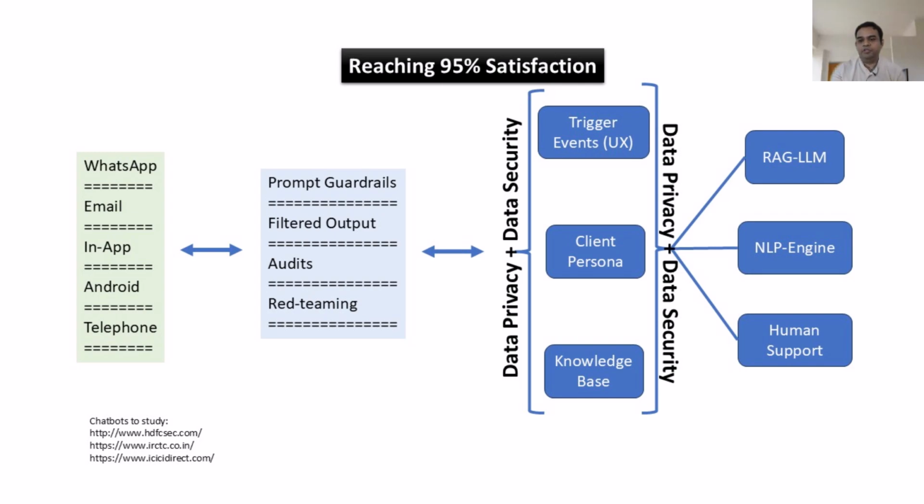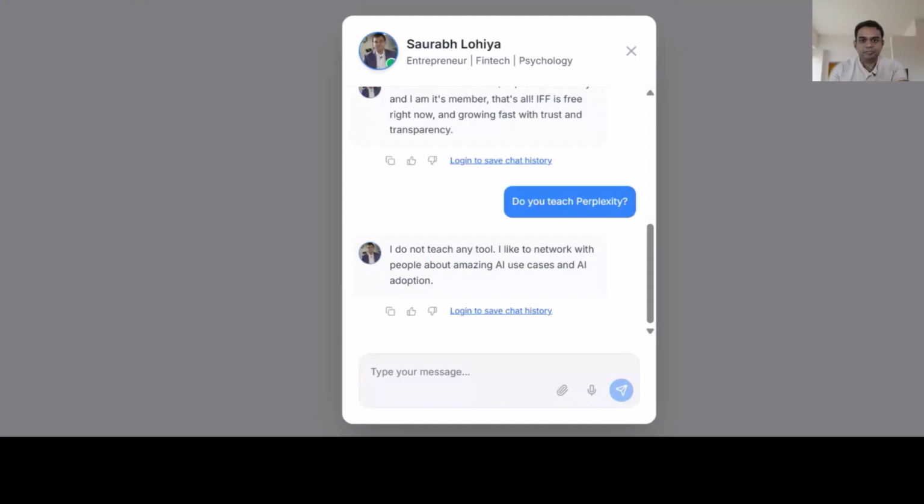And always use human support, because there are always out of context queries. However hard you may work in building FAQs, there will always be out of context queries. Actually, let me show you a very interesting thing here. Another interesting thing.